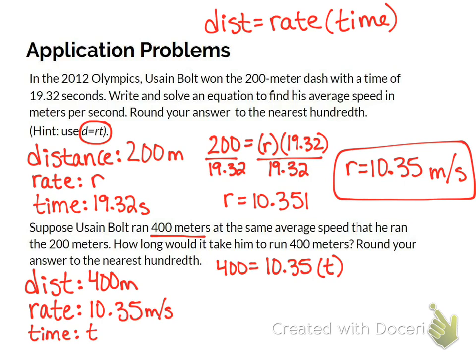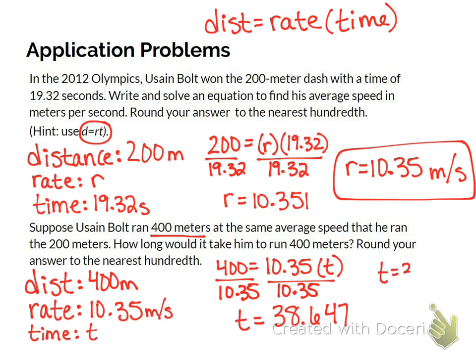What are we going to do to solve for T? Divide both sides by the 10.35. And what do we get for T? 38.647. 38.637? 647. Okay, so they again say round to the nearest hundredth. So our final answer is going to be 38 point what? 65, and our units, seconds.